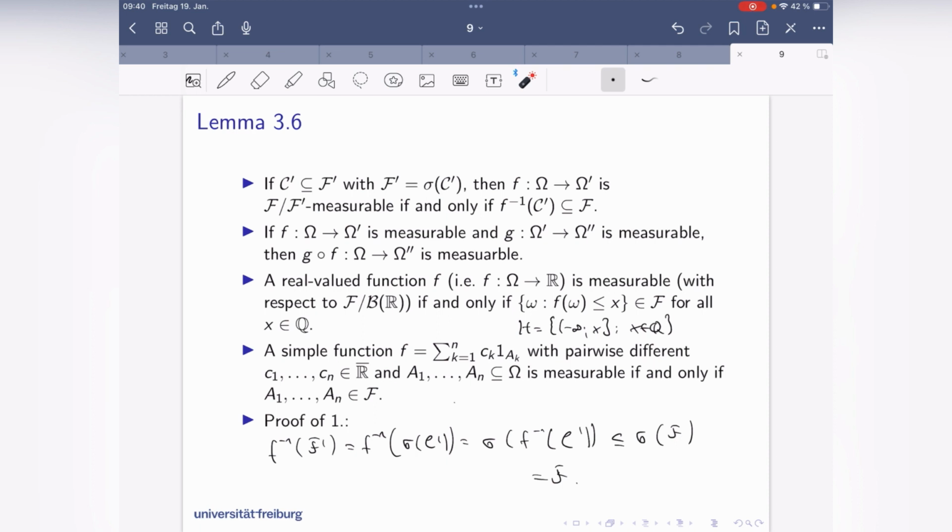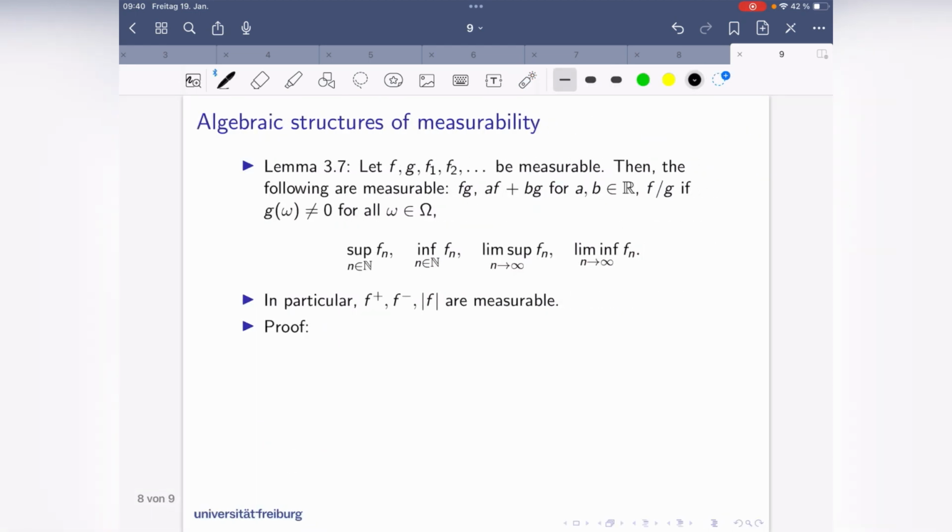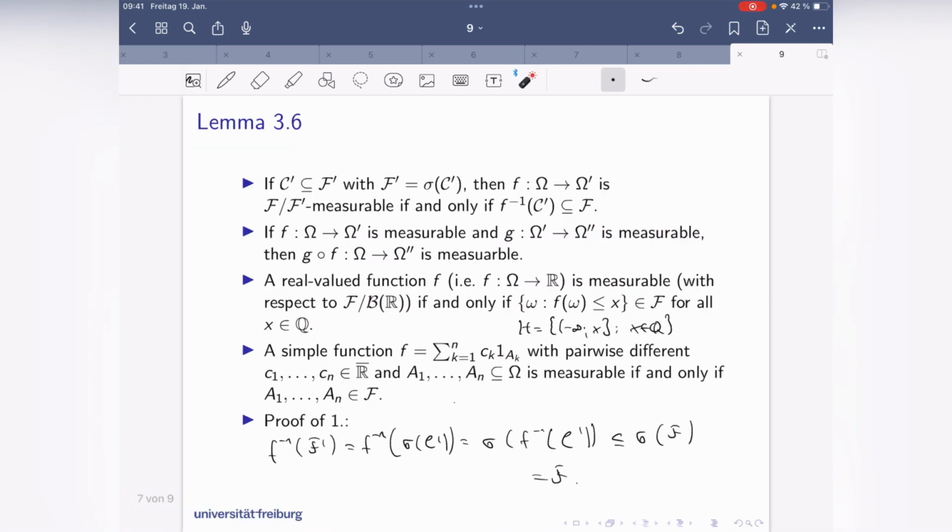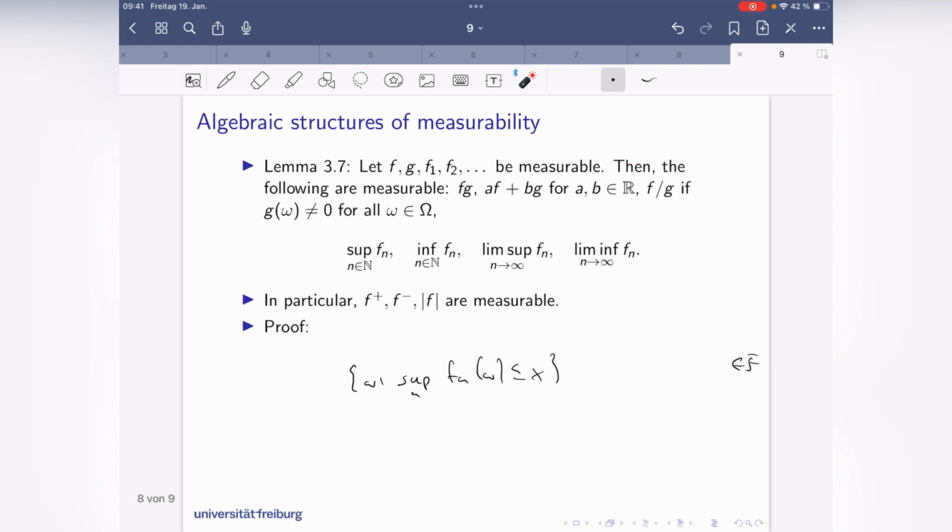So that's the pre-image of minus infinity to x, which means here I consider the set of omega with the property sup over all n, fn of omega is smaller or equal to x. And when I see that all these here are in F, then I'm done, because then I can read from here that means measurability.